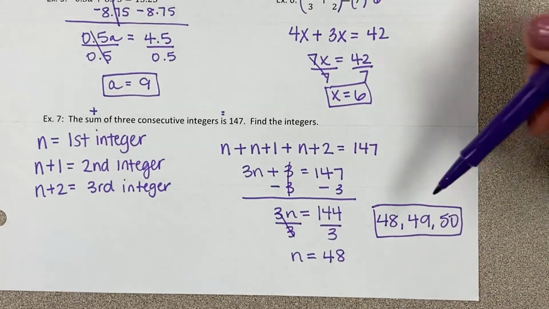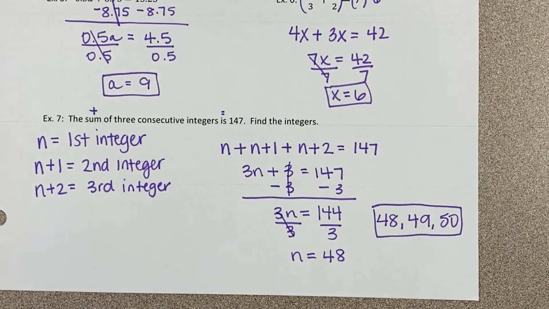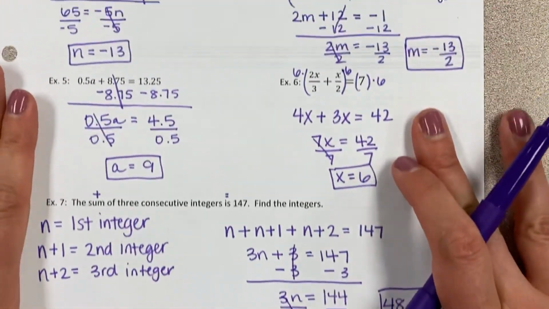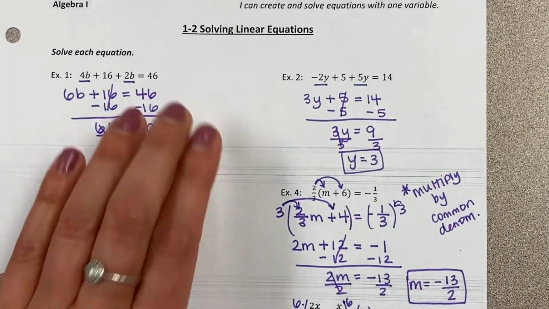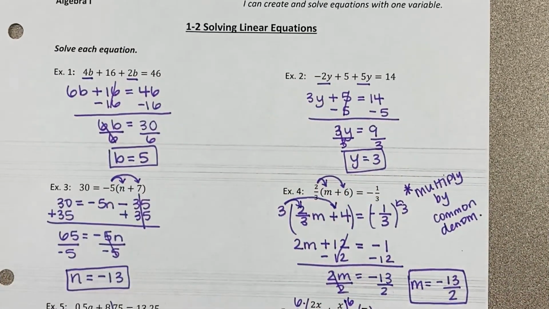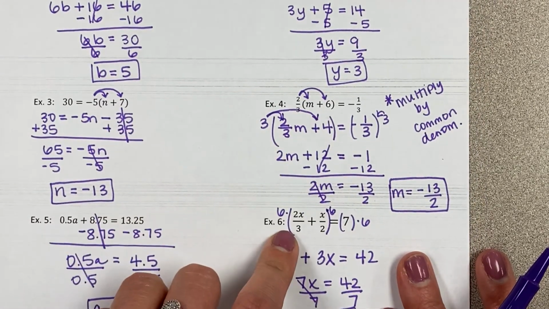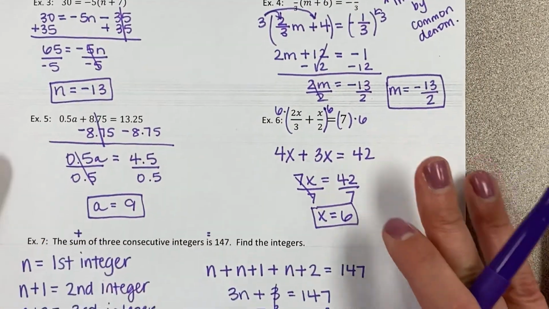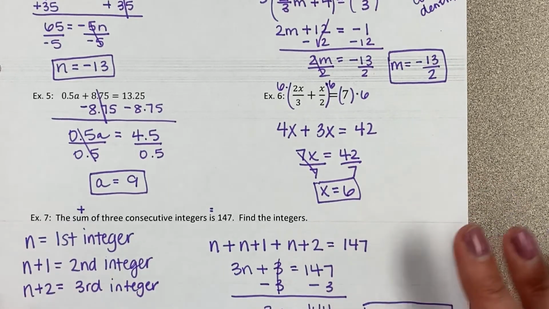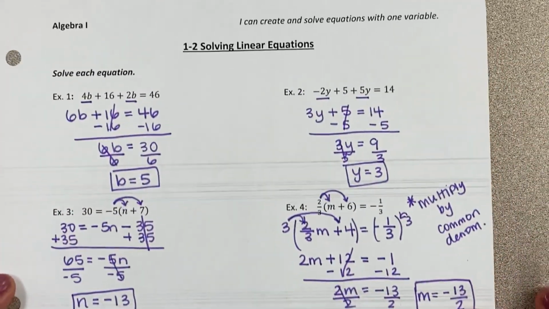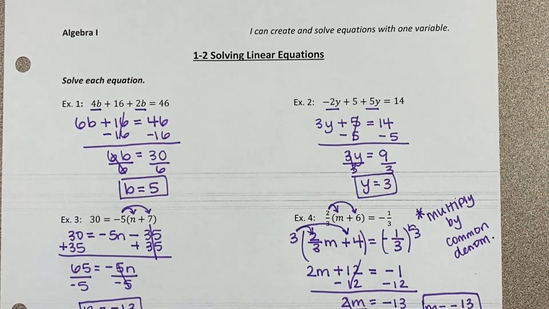And you could actually check that, add those up, it should equal 147. Okay, so I showed you many possible questions on here. Some where you're just combining like terms, some where you're distributing, some where you're multiplying to get rid of the fractions. So please refer back to these notes when you're doing your problems. If you have any questions, you can always reach out to me, and you can also check out section 1.2 in your textbook.